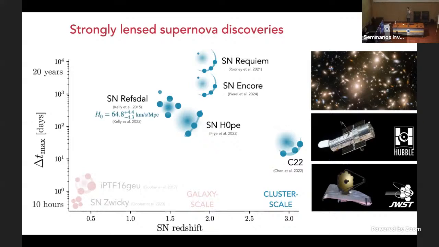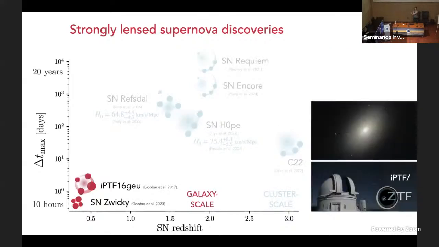And we've seen that for supernova Refsdal, we've determined the measurement of the Hubble constant, consistent roughly with Planck. And we have a second measurement of the Hubble constant from lens supernovae, which is from supernova Hope with H0pe. And this is 75, consistent with the other measurement of the local one. So we haven't really solved the Hubble tension yet with lens supernovae, but we're getting there. And it's exciting to see that the first measurements are now coming in.